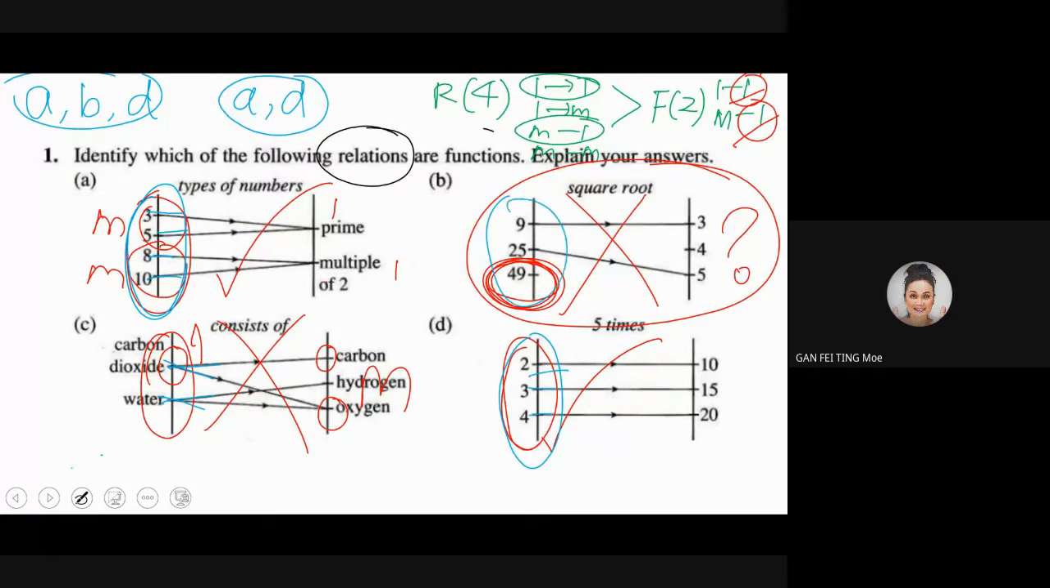But here, I have 9, I have 25, but I don't have 9. At 1249, it's not mapped. So this is not a function. Therefore, the answer A and B is correct. So the answer is B and C pula.